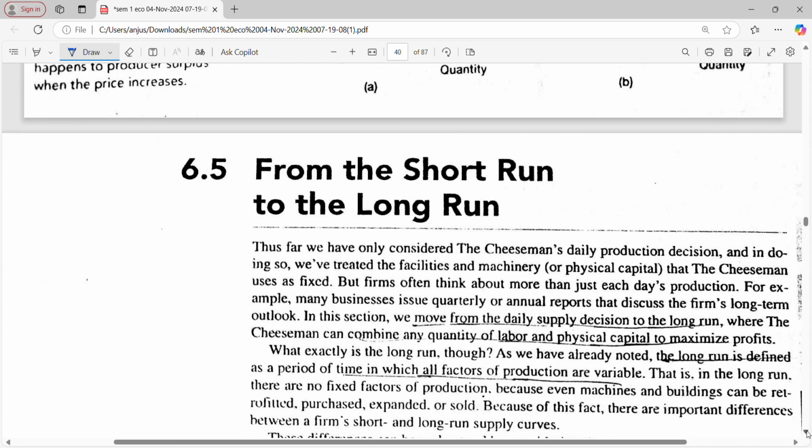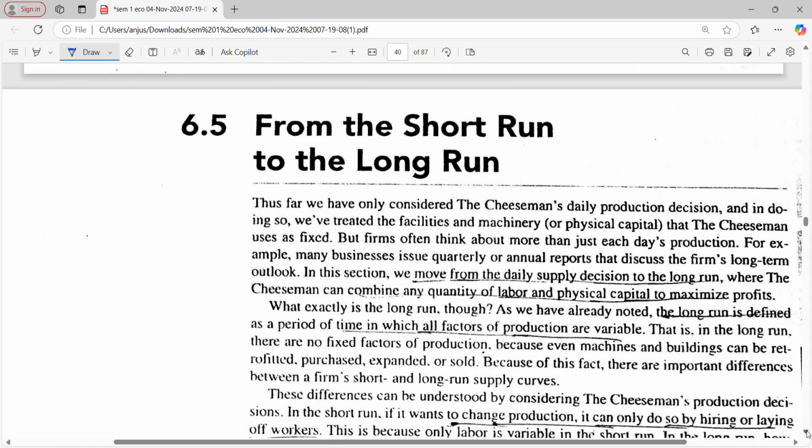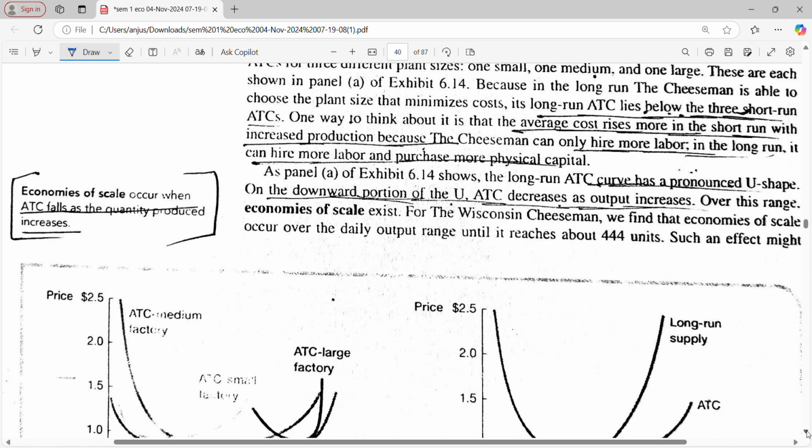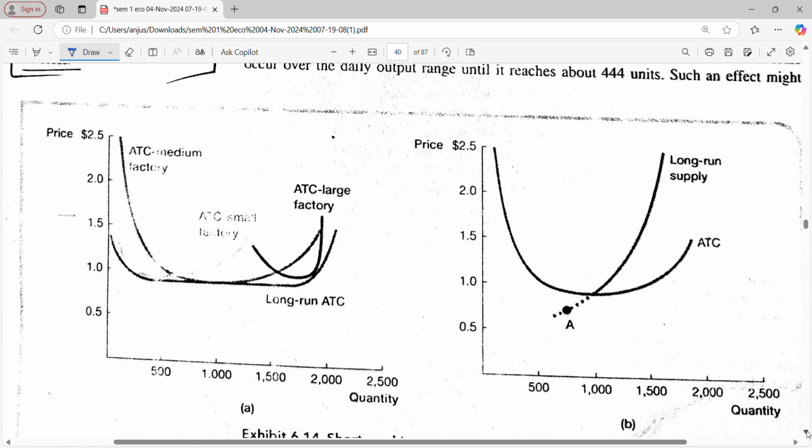Next is from the short run to the long run. Let's take the graph first. So this is the graph. We move from daily supply decisions to the long run, where the seller can combine any quantity of labor and physical capital to maximize profits. Even the buildings or machinery can be changed in the long run. So in the long run, for maximizing profits, anything can be done.